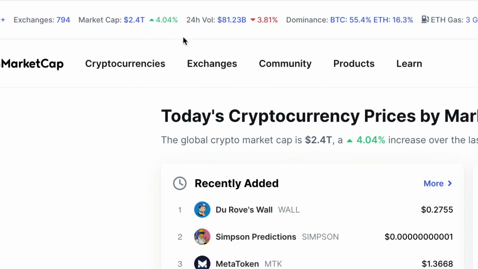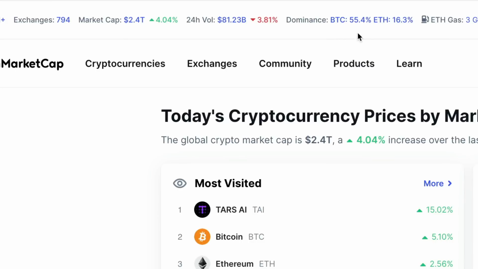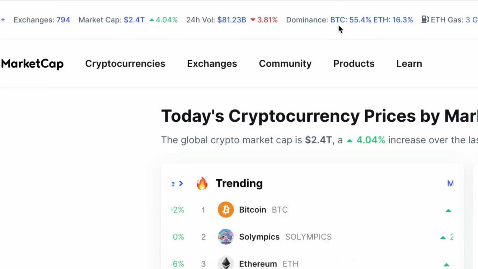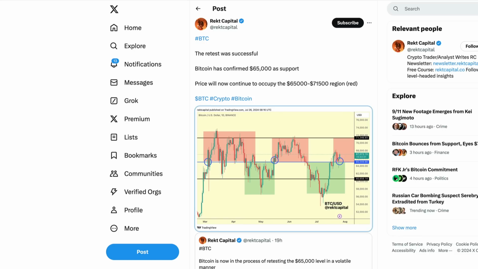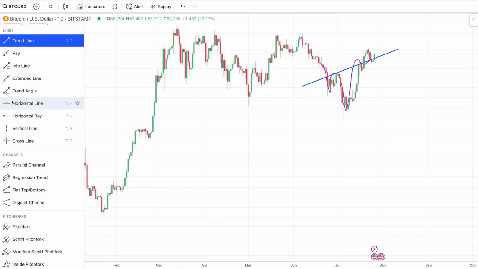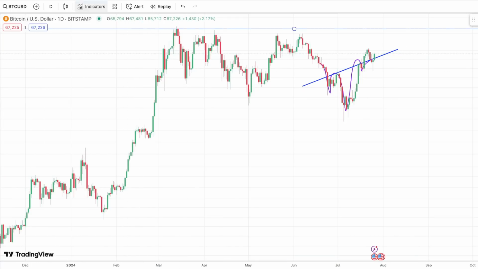Market cap is at 2.4 trillion. We've got the 24-hour volume that's down by a little bit. Bitcoin dominance, guys, creeping up slowly, though, 55.4%. We haven't seen it that high in a while. So now it's going to be about ranging in this level here and getting up above these final levels of resistance for Bitcoin in order to confirm that the trend is going to continue to the upside.